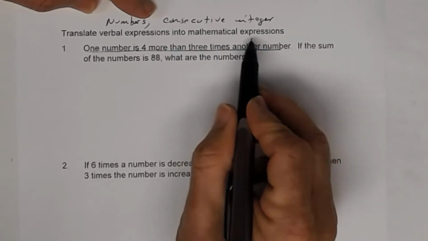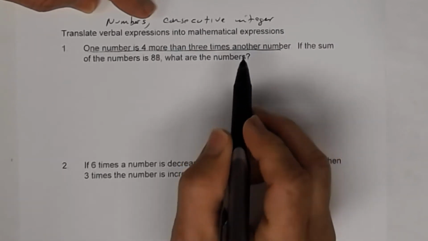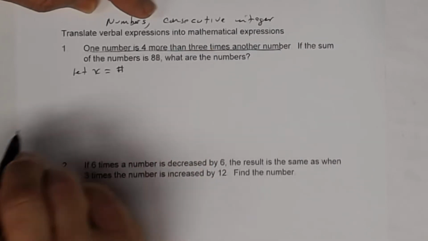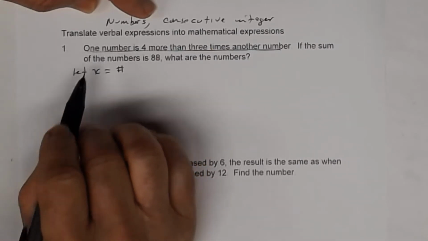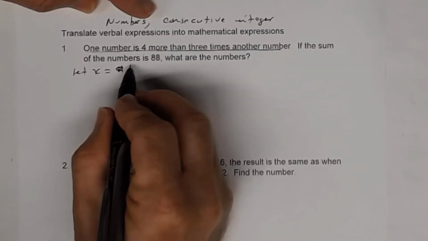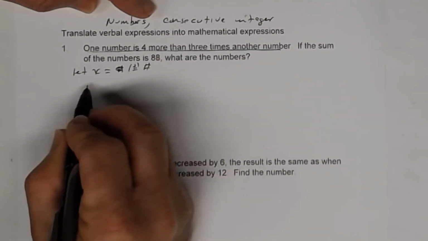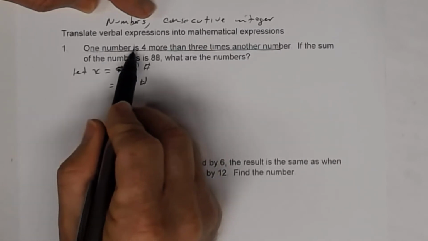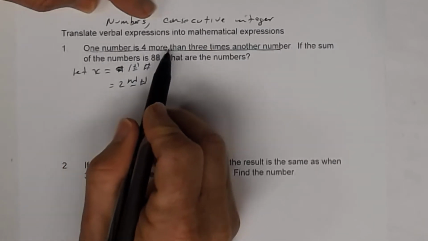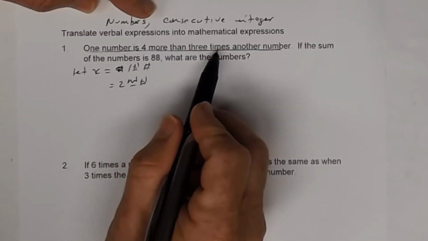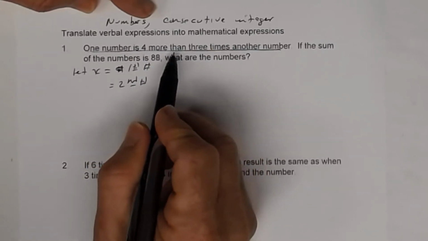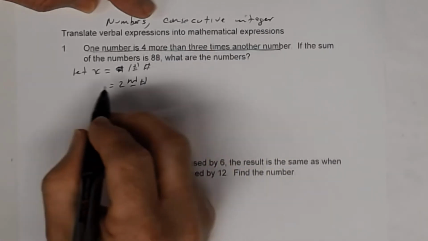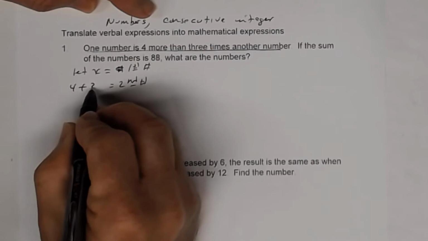So let's think about this phrase, another number. Let x equal that number. Let x equal the number. And then the second number, let's call the other one the first number if you want to, is four more. Remember, four more means to add, and times means multiplication. So 4 plus 3 times this number x. So this will be 4 plus 3x.